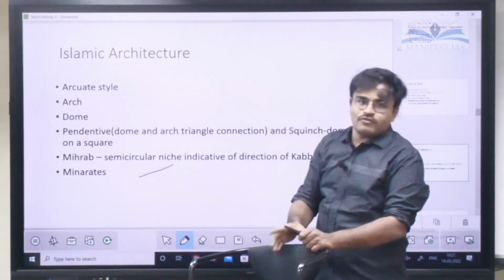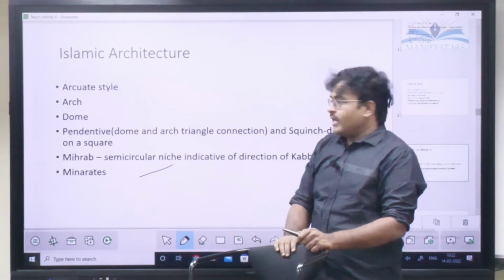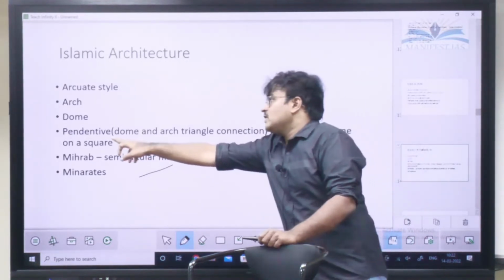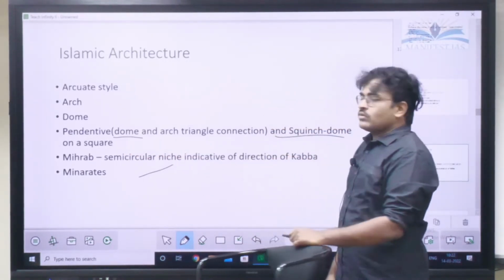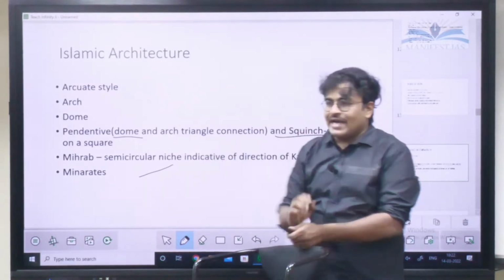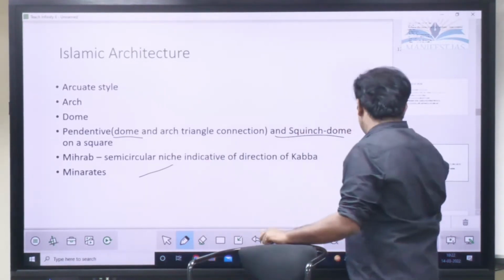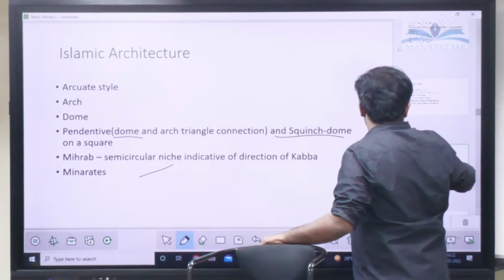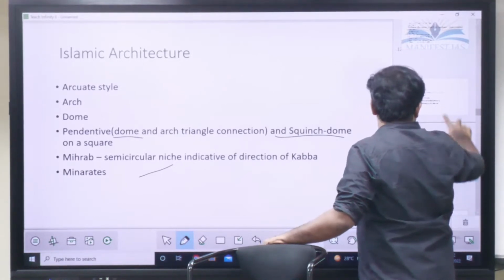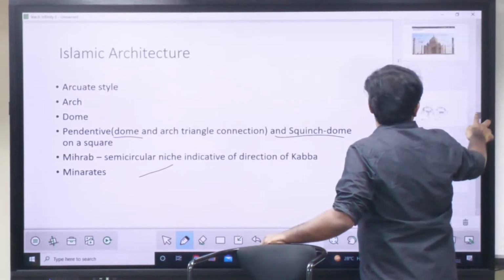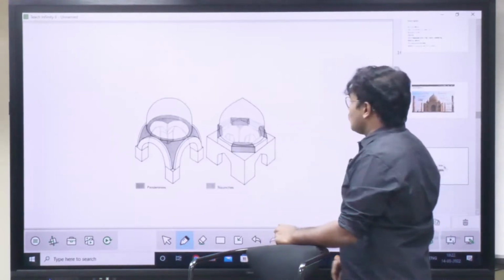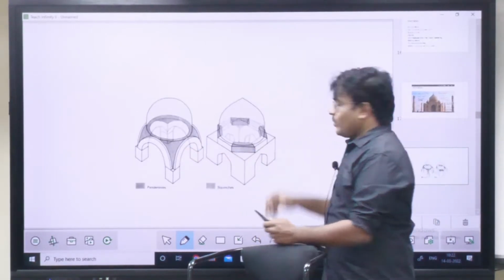Then minarets are also there: vertical spires, towers. Along with that, there are two other things: pendentive and squinch. I have given a diagram of pendentive and squinch. So this is pendentive, this is squinch.